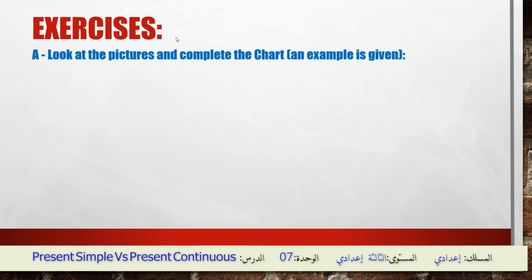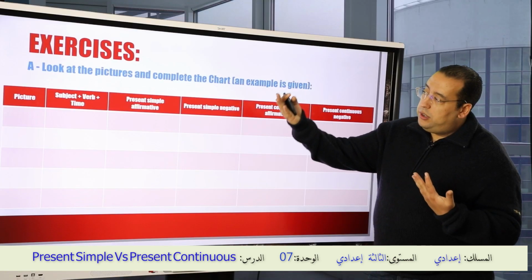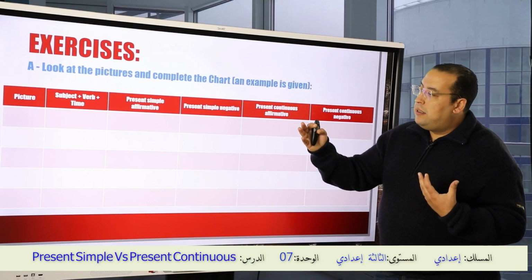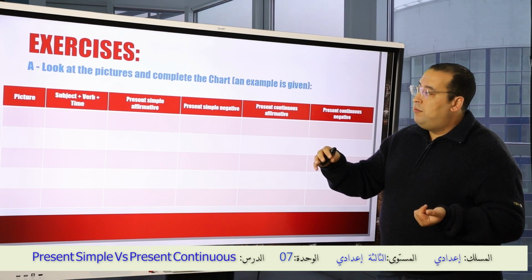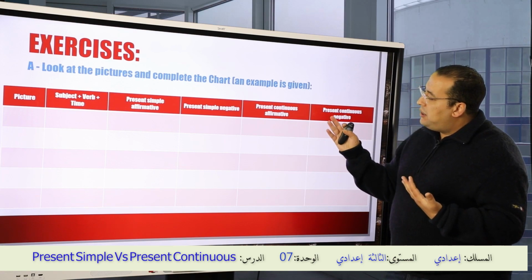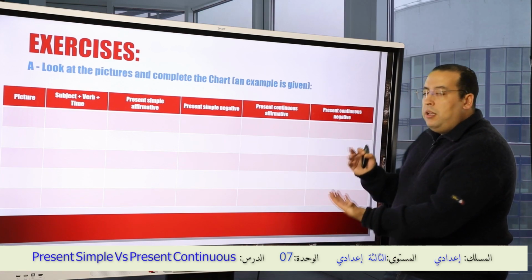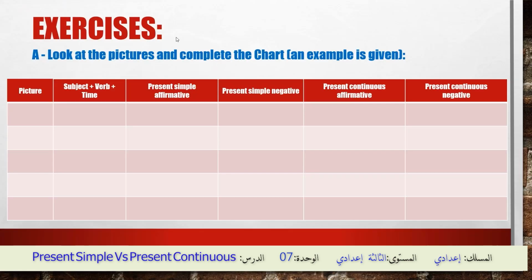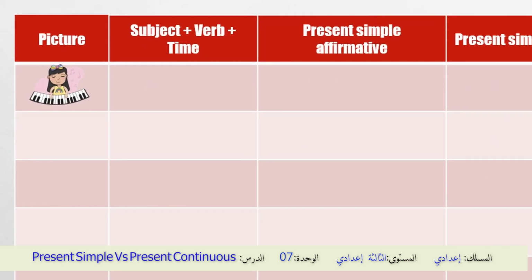Look at the pictures and complete the chart. An example is given. So we have a chart that starts with picture, then subject plus verb plus time expression, and then present simple affirmative, present simple negative, present continuous affirmative, and present continuous negative. And you should take a look at the pictures like this one. As you can see, the picture is of a girl playing the piano. So the subject is she, the verb play, and the time. Do we have time? Yes, we have time, which is now.